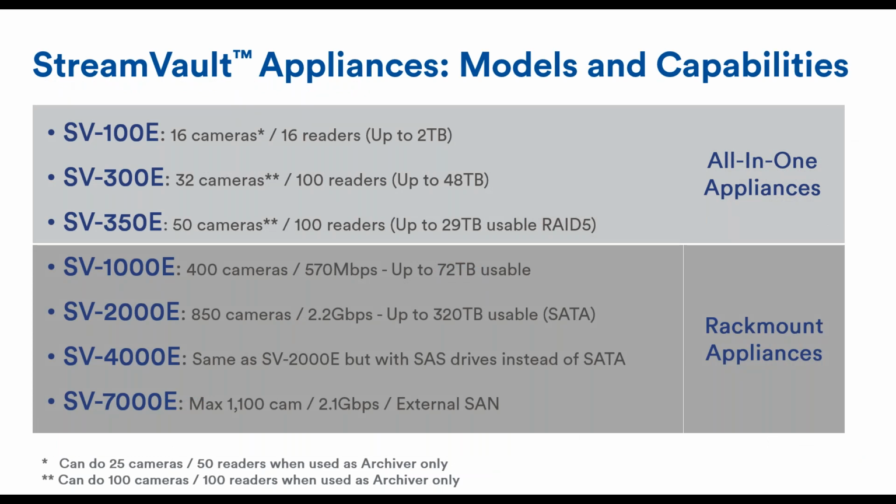In this image, we can see the various models and their capabilities. Note that the SV100, 300, and 350E units are the all-in-one series, meaning that these are scalable for small entry-level solutions up to medium, depending on the number of cameras and readers that you have. But they do lack the ability to scale to larger projects where more than one server would be needed.